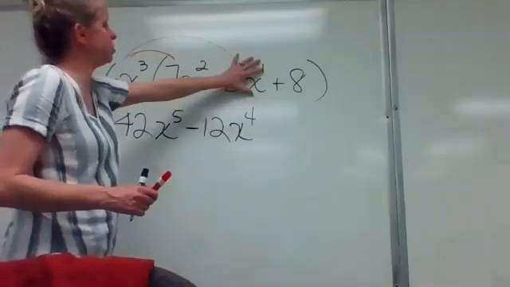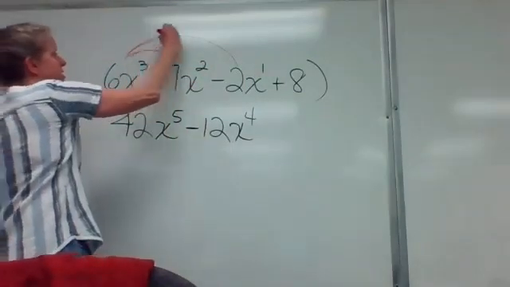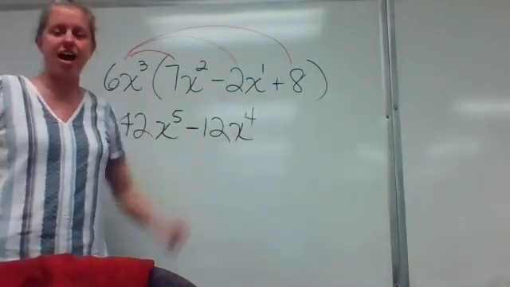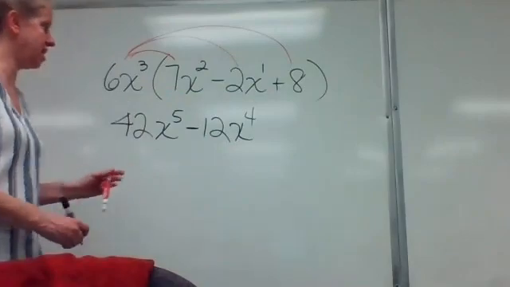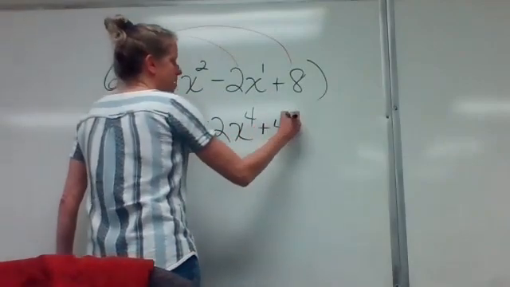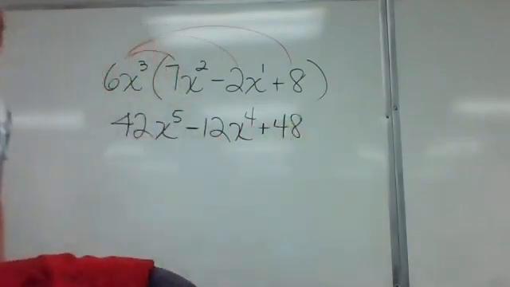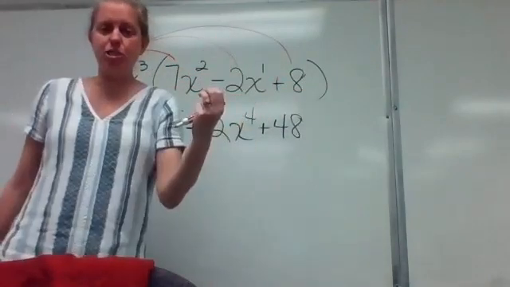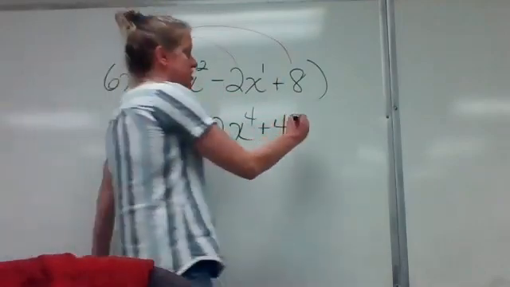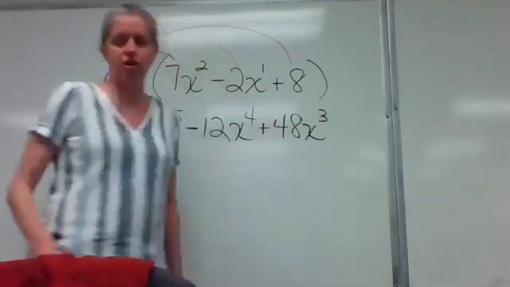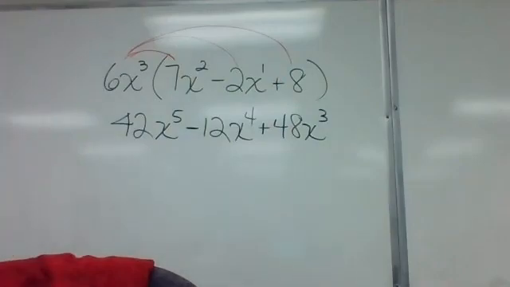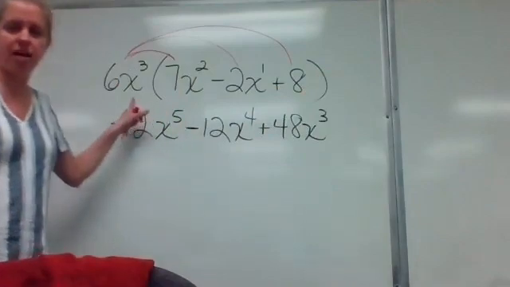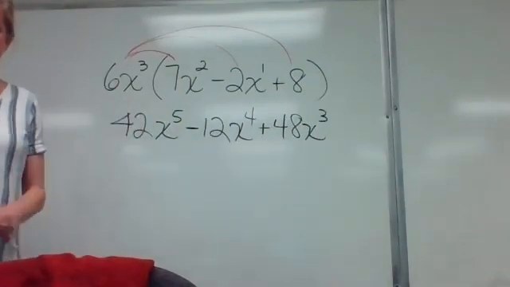So now I'm done with the negative 2x. My last one is I need to distribute that 6x to the third times the positive 8. So 6 times positive 8 gives me positive 48. Now this x to the third, there's no more x's to add exponents to it, which means it just stays x to the third. You don't add any exponents to it because this didn't have any x's to add any more to it, which means it just stayed the same, x to the third.